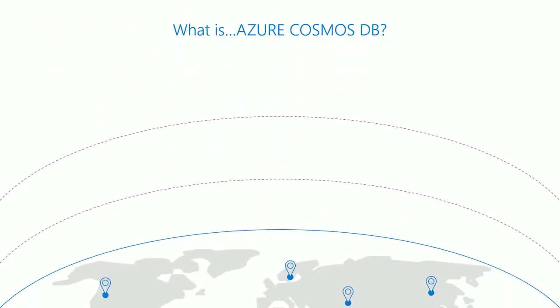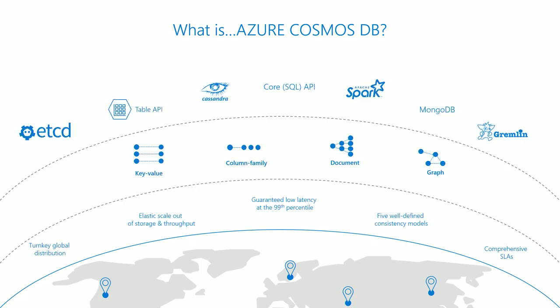As a quick level set for those who are new to Cosmos DB, let's quickly explain what Cosmos DB is, and then we'll dive in. So Cosmos DB is a database service in Azure. It is a NoSQL or non-relational database, which means that we support many different document or data models, including key value, column family, document, and graph.